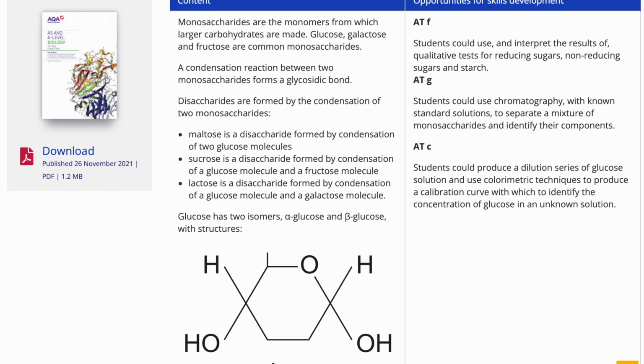On the other side here, you've got opportunities for skills development. This is things that your teacher could assess you on in class, or you could do practicals together looking at these areas. So it is possible that a question may ask about how you could design a practical to look at this stuff. So you could use chromatography or dilution series. So a question may ask you, how could chromatography be used to assess this, or which methods could you use? So understanding all of these areas is really important.